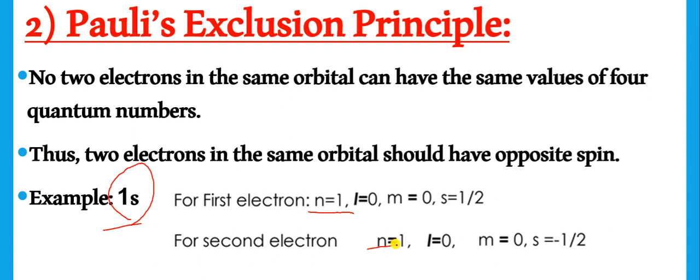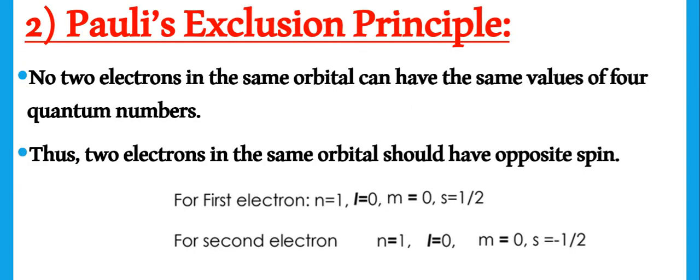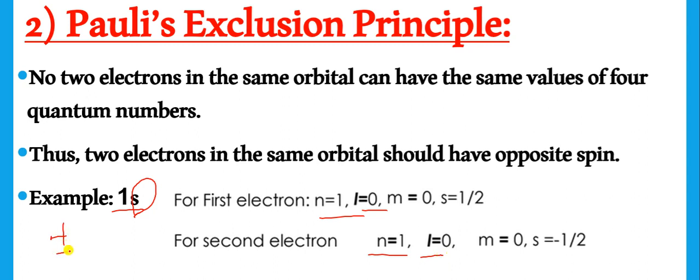Okay, it means they have principal quantum number 1. Both electrons have principal quantum number 1, and both are present in the s orbital. That's why they have the value of azimuthal quantum number as 0, and both have magnetic quantum number 0, and the fourth quantum number is different.